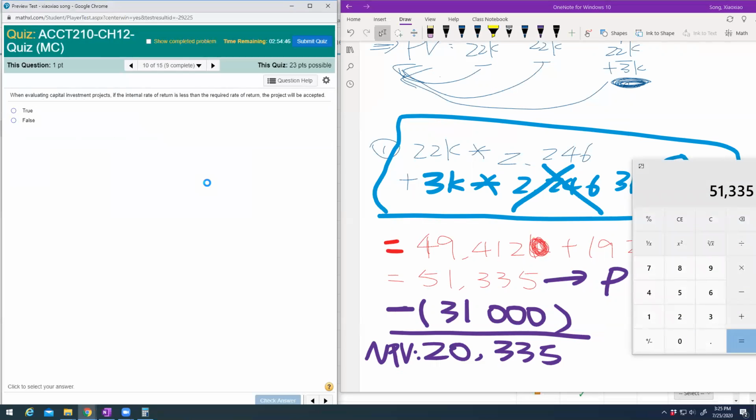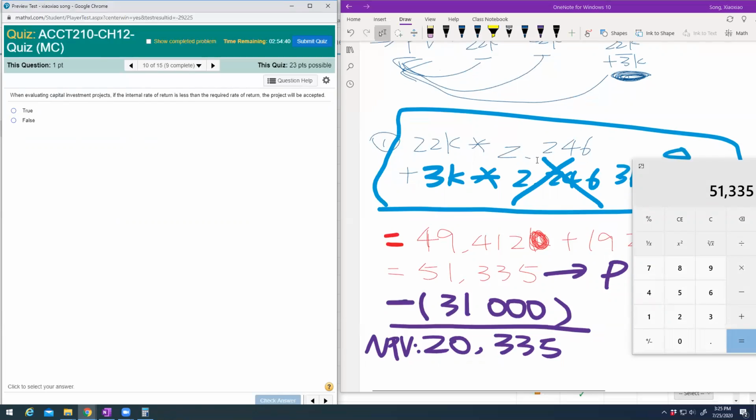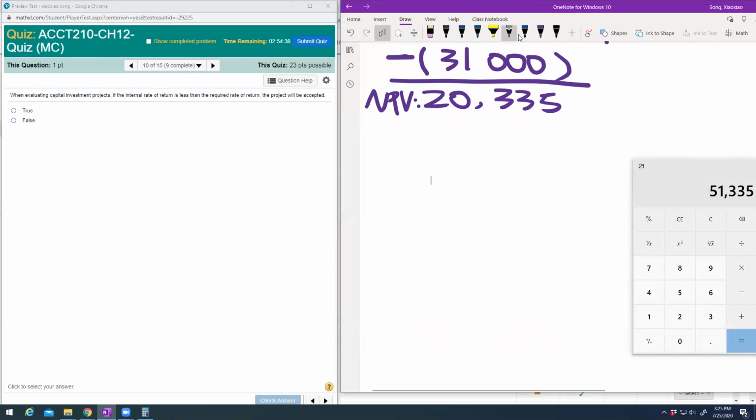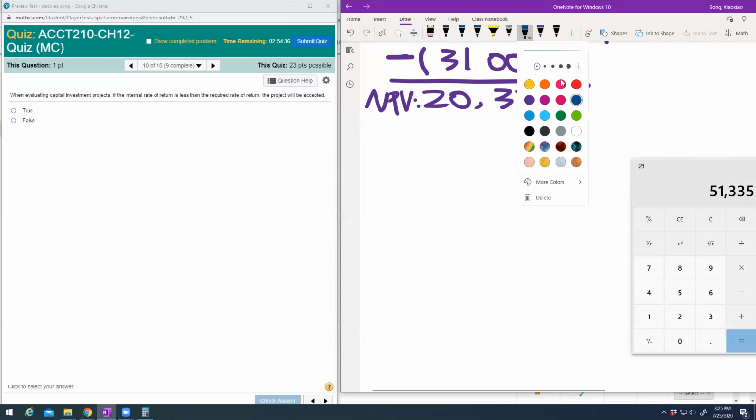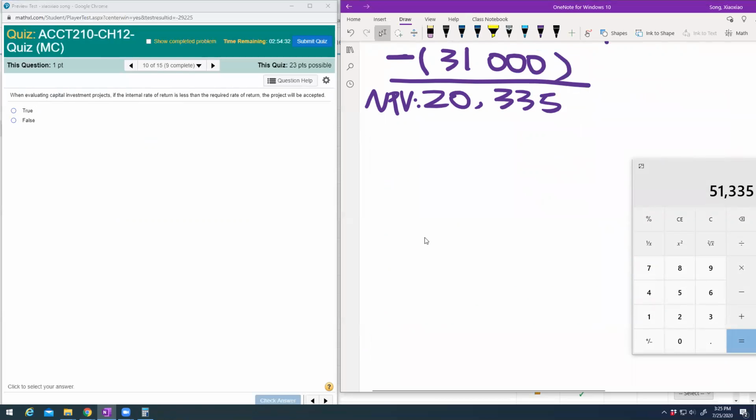Okay, next one. When you evaluate capital investment, if the internal rate of return is less than required rate of return, the project will be accepted. That's wrong. So what's the meaning of internal rate of return? We kind of talk about that. How do we understand the logic? Okay, so you borrow money from the bank, right? So the bank said, oh, you need to pay me 10% interest. That's the required rate of return.